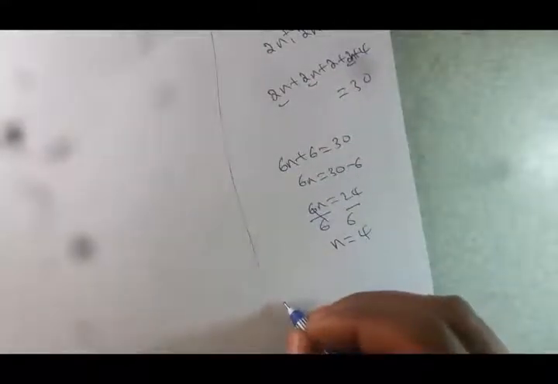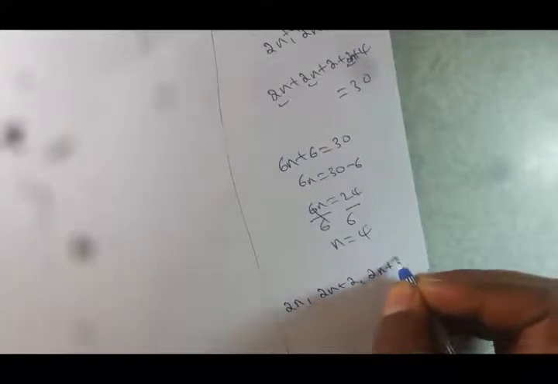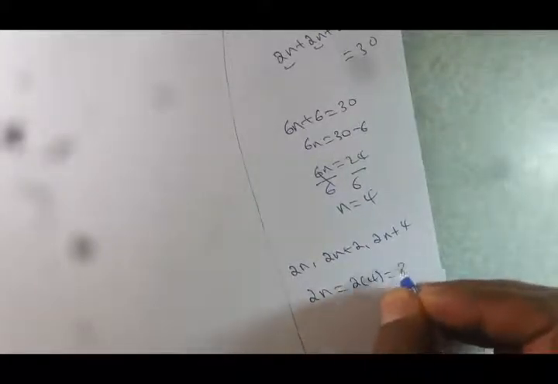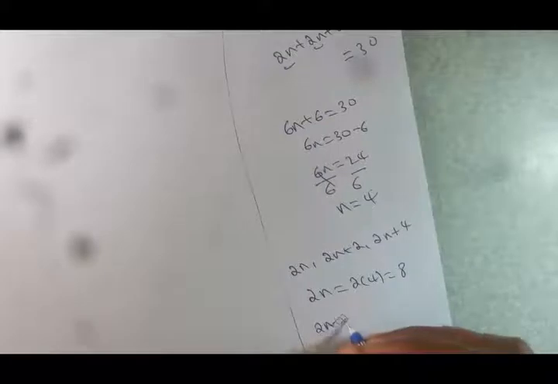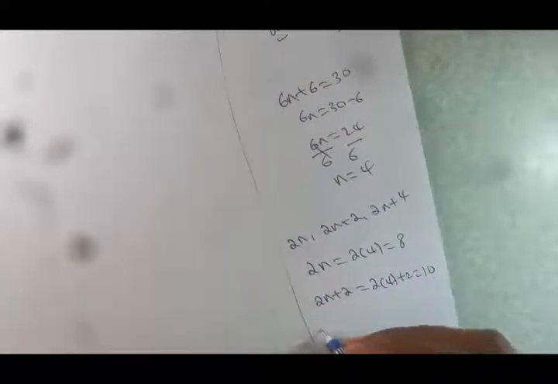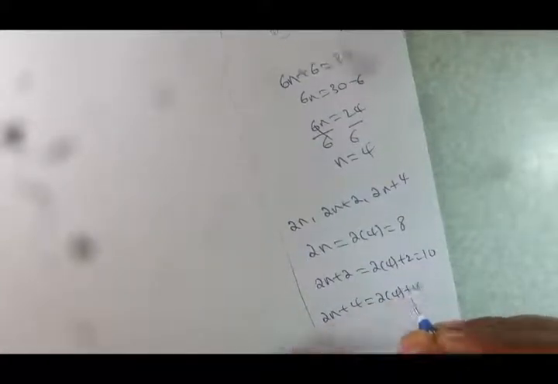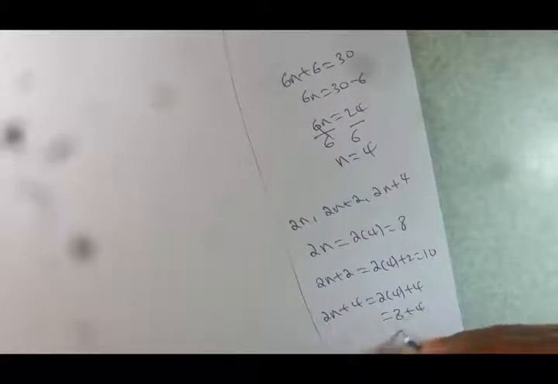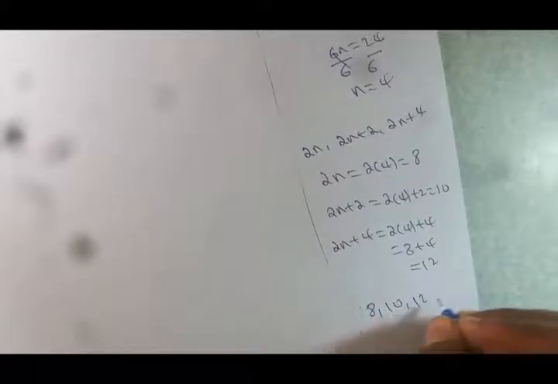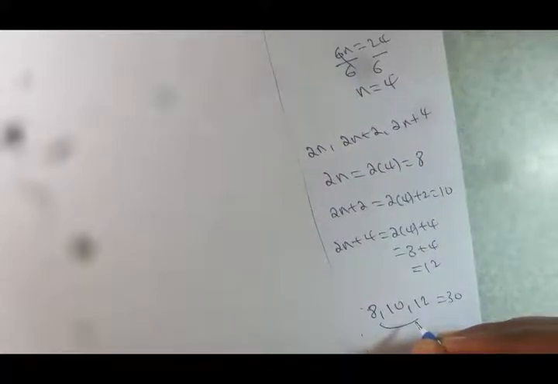But we are asked to find 2n, 2n plus 2 and 2n plus 4. Therefore 2 times n equals 2 times 4, which is 8. The second one is 2n plus 2, which equals 2 times 4 plus 2, which is 10. And 2n plus 4 equals 2 times 4 plus 4, which is 8 plus 4 equals 12. Therefore these numbers are 8, 10, 12. When we sum up, they give 30. Therefore these three numbers are 8, 10 and 12.